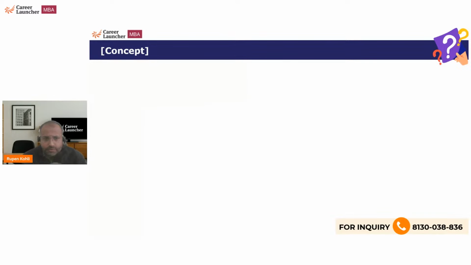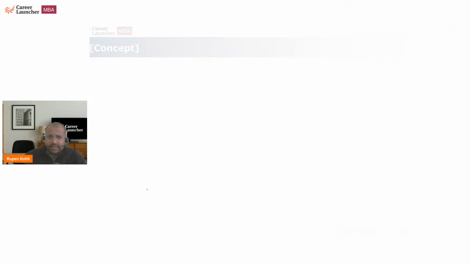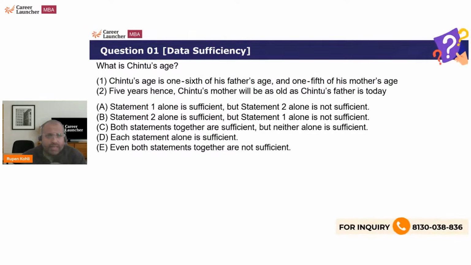Now, concept. First of all, let me show you the first question so that we can get the idea of how the questions look. This is the standard format of all questions. We'll do these questions shortly. So for example, what is Chintu's age? That's a question. Every DS question has a problem statement at the top, followed by two statements numbered 1 and 2, which give some further conditions or information required or helpful to be able to answer the question asked. And then these are the standard options.